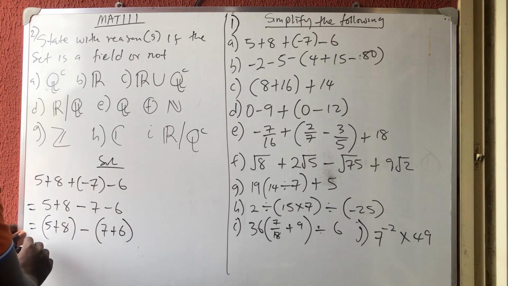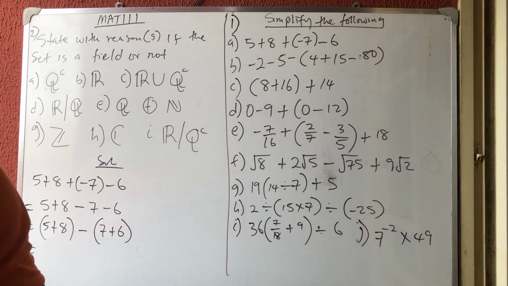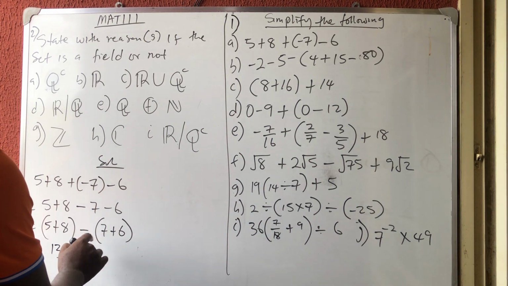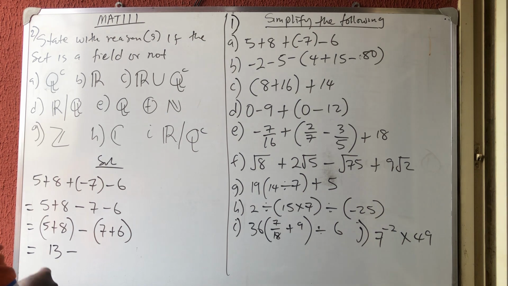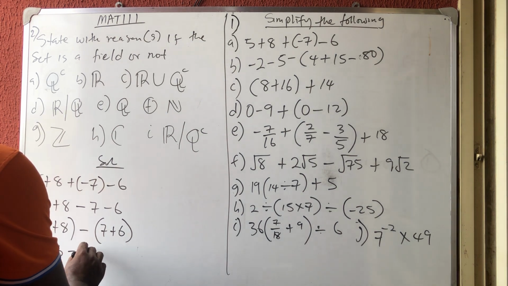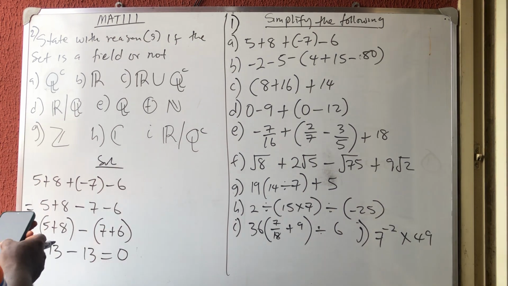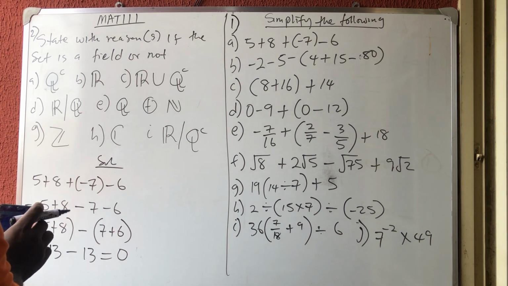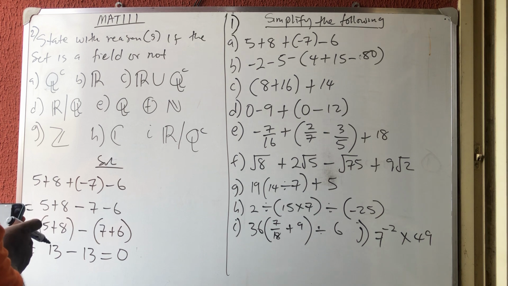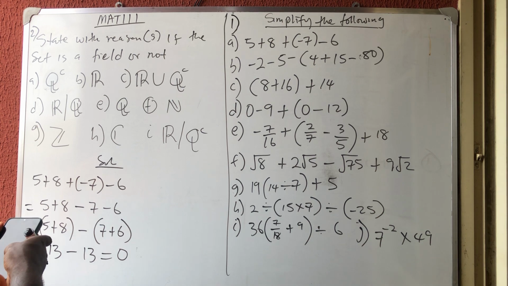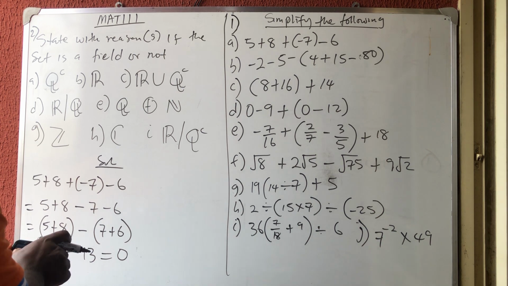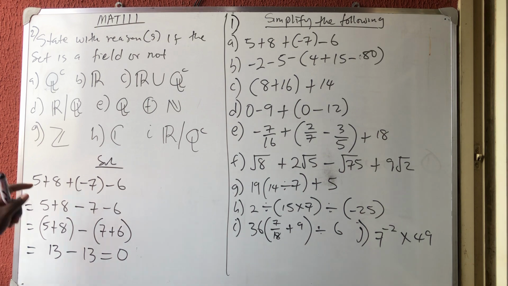Which means you will now have this plus this is 13, minus this plus this will give you another 13. So the answer is 0. As simple as that. So I have 5 plus 8 minus 7 minus 6, 0. That is for number one.